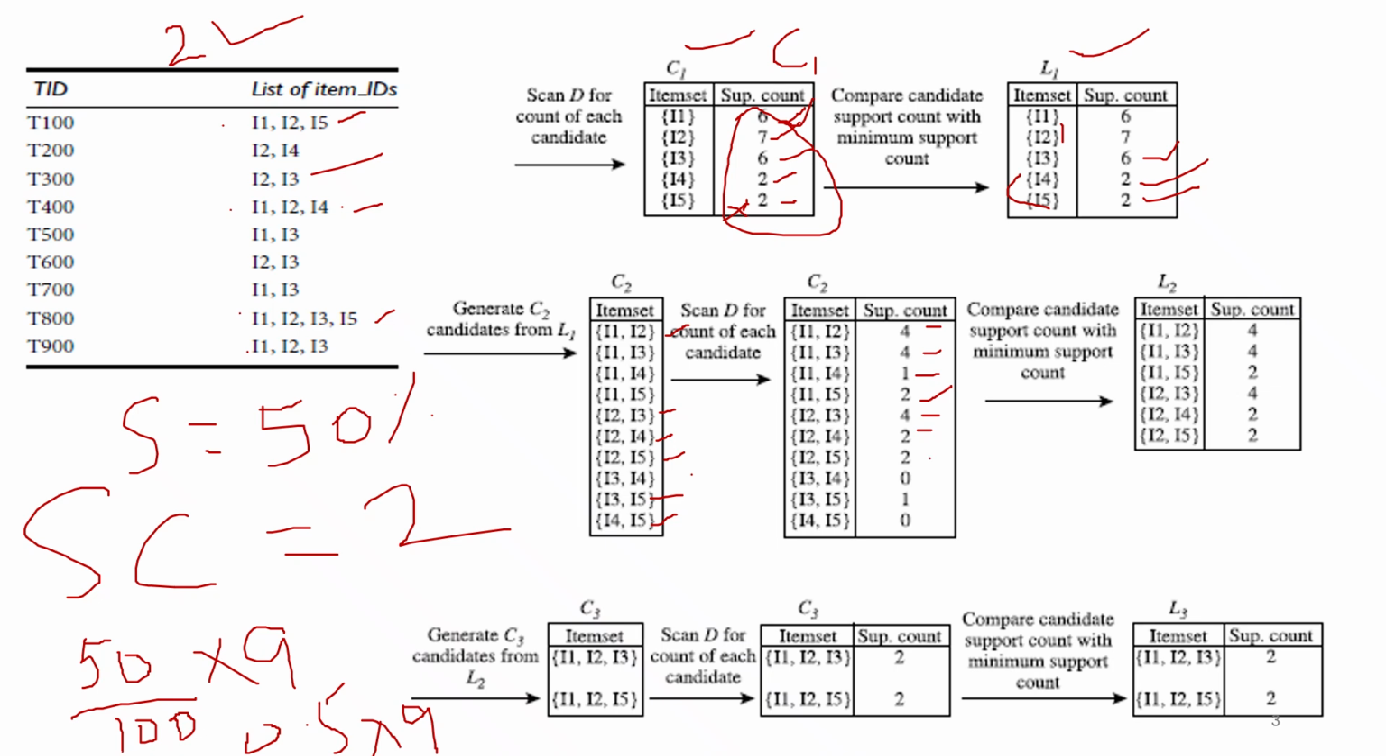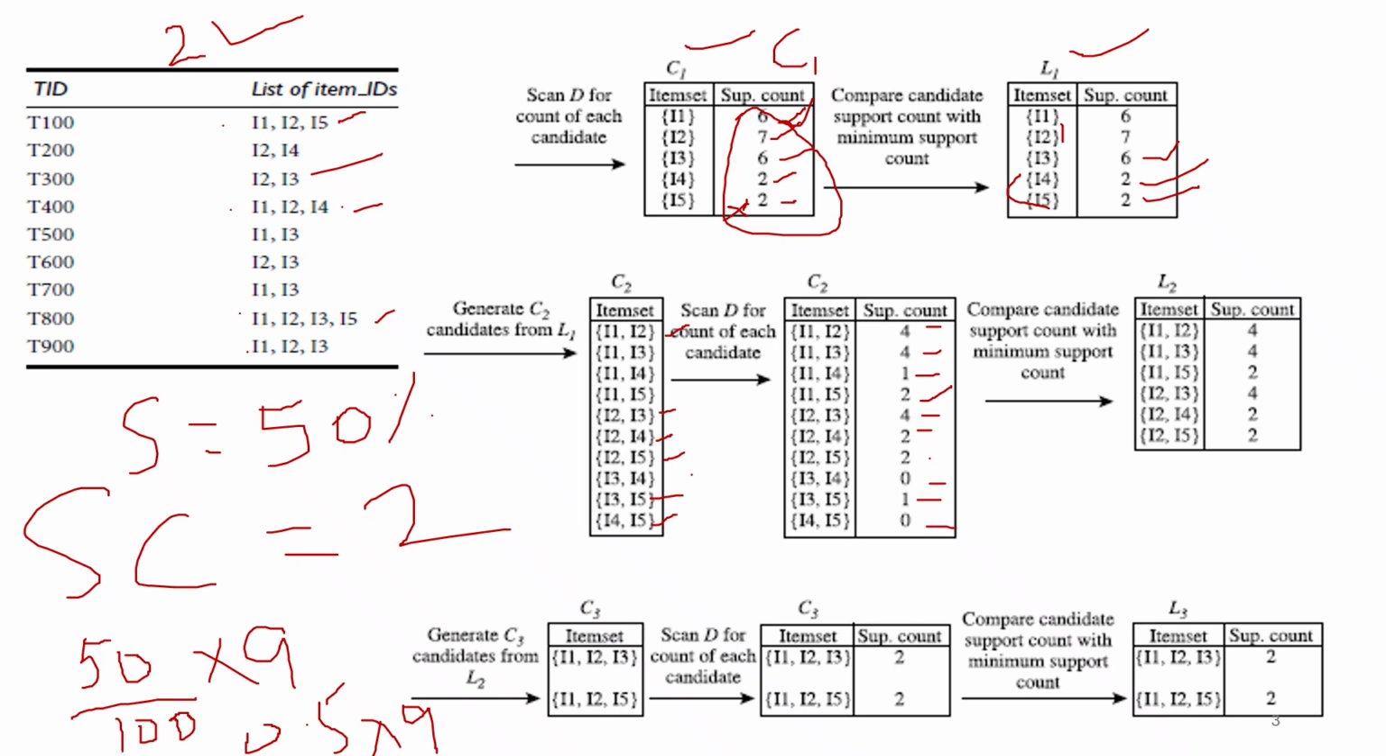And then I3, I4: we don't have any I3, I4 here, so it is 0. Then I3, I5: only one, so it is 1. And then I4, I5: do I have I4, I5? No, I don't have I4, I5, so 0.